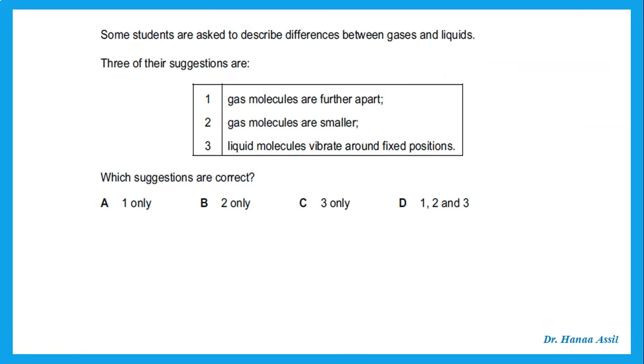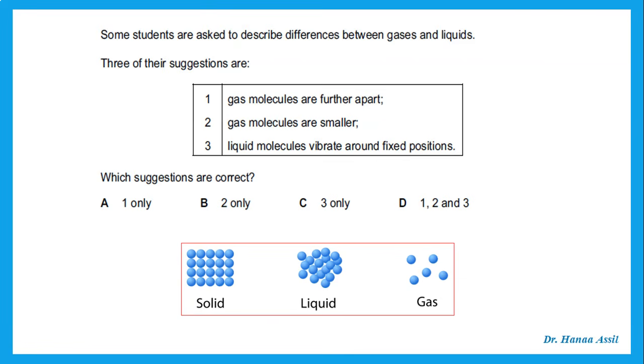Some students are asked to describe differences between gases and liquids. 3 of their suggestions are these, and he's saying which suggestions are correct. So basically he wants which of these statements are correct when we're comparing gases and liquids. The first statement says gas molecules are further apart. Is that correct or wrong? Yes, if you look at the particles of a gas compared to a liquid, the gas molecules are further apart.